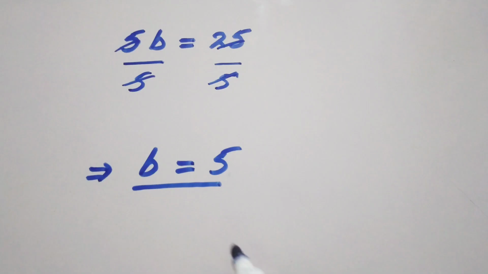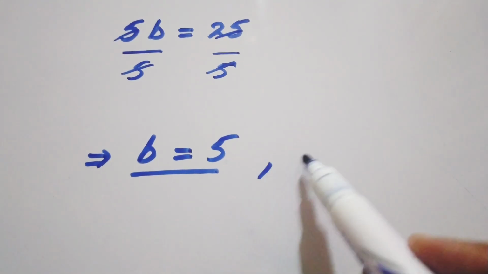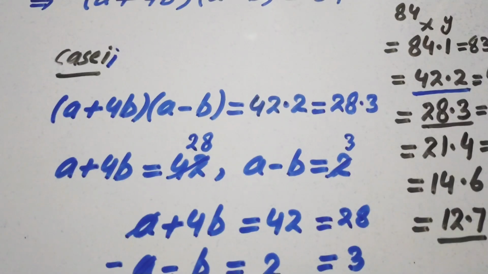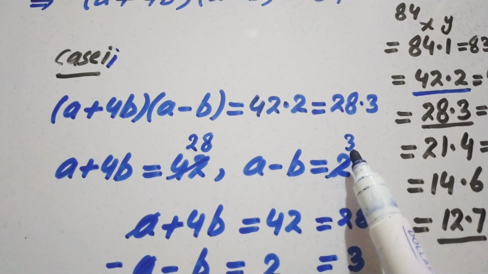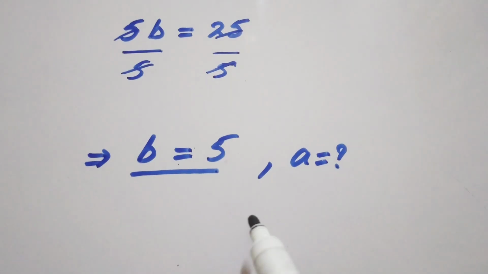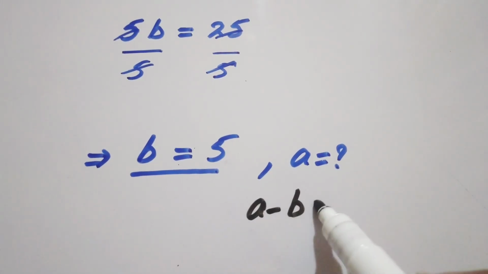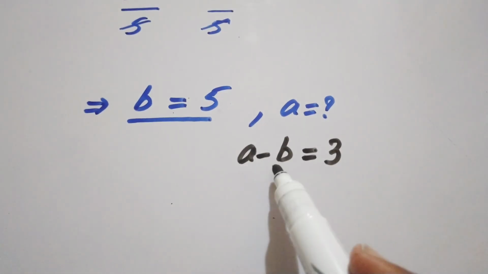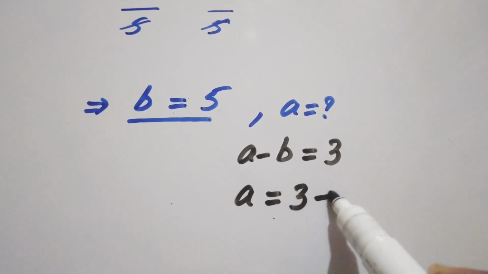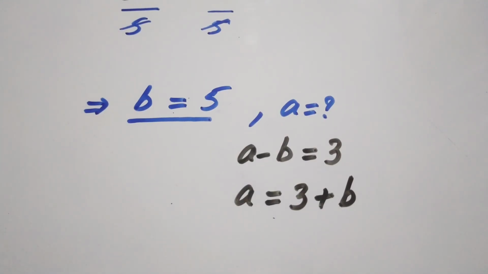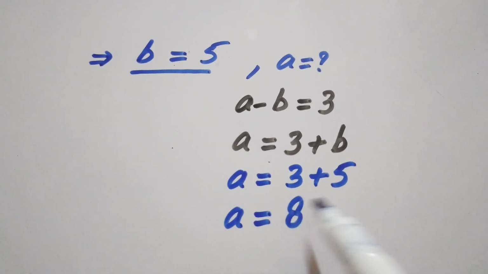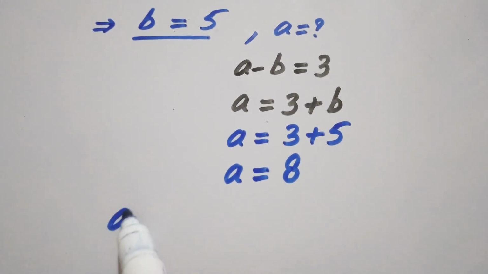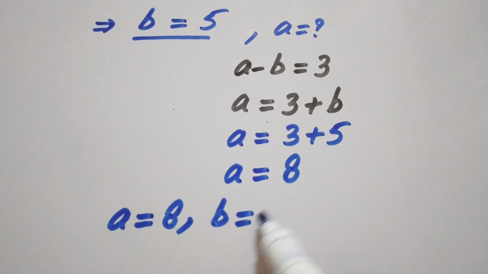Now to find the value of a, recall that we can take any of the equations from these: a plus 4b is equal to 28 or a minus b is equal to 3. If we take a minus b is equal to 3, then by moving b from the left hand side to the right hand side, this will become positive. And by using the value of b in this equation, we get a is equal to 3 plus 5. Hence, we get a is equal to 8. So in the second case, we get a is equal to 8 and b is equal to 5.